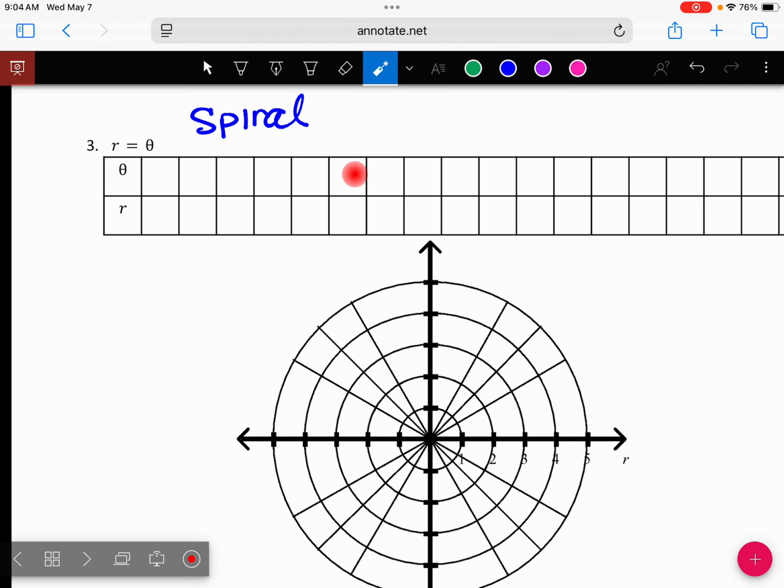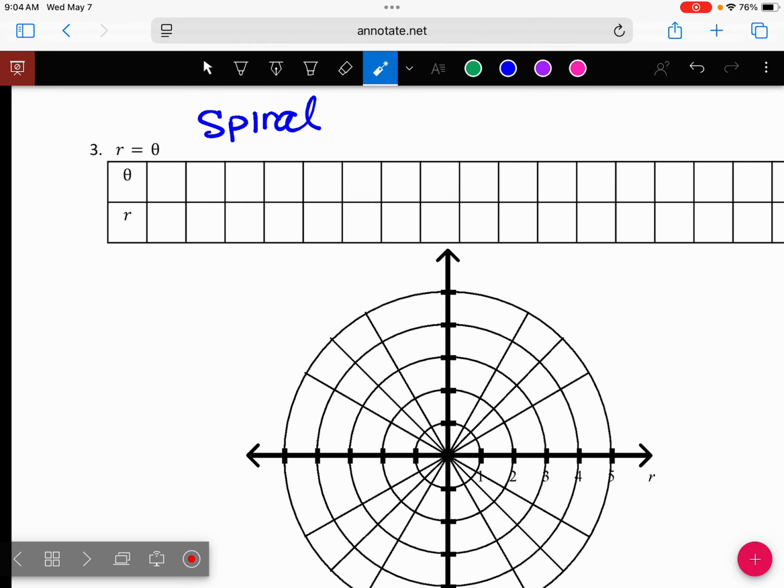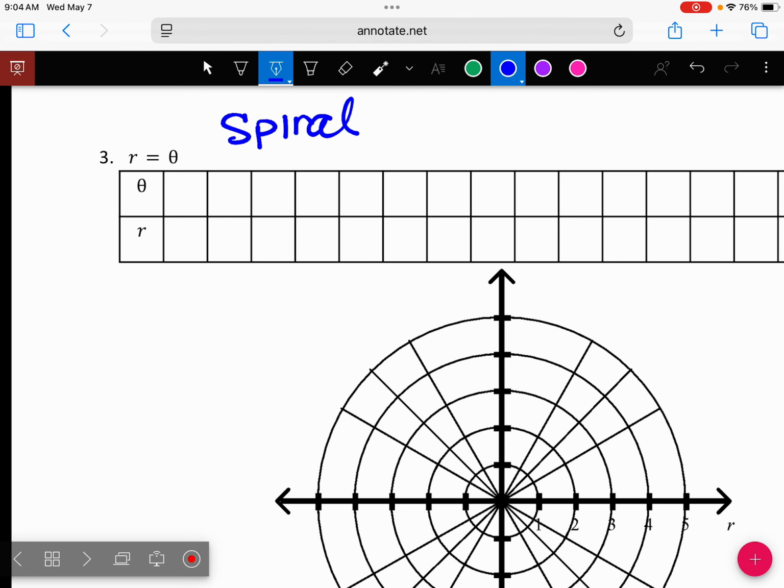And pretty much I stop filling these in when my points wind up leaving my graph. So once we get out to our radius being more than 5, that's when we're going to stop. So we're just going to start, and we're going to keep trucking. If our theta is 0, because that's an angle we know, that's this guy here, what will our radius be? 0. So right there.